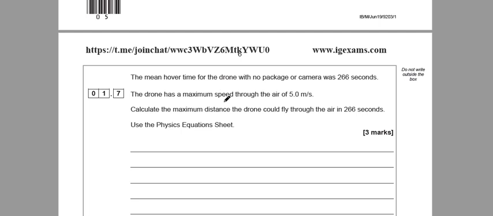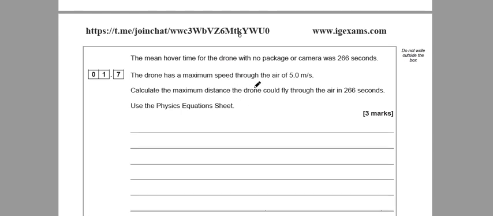The drone has a maximum speed in air of 5.5 meters per second. Calculate the maximum distance in 266 seconds. So we know that velocity equals distance over time, so distance equals velocity times the time. The answer would be 1330 meters. Okay.